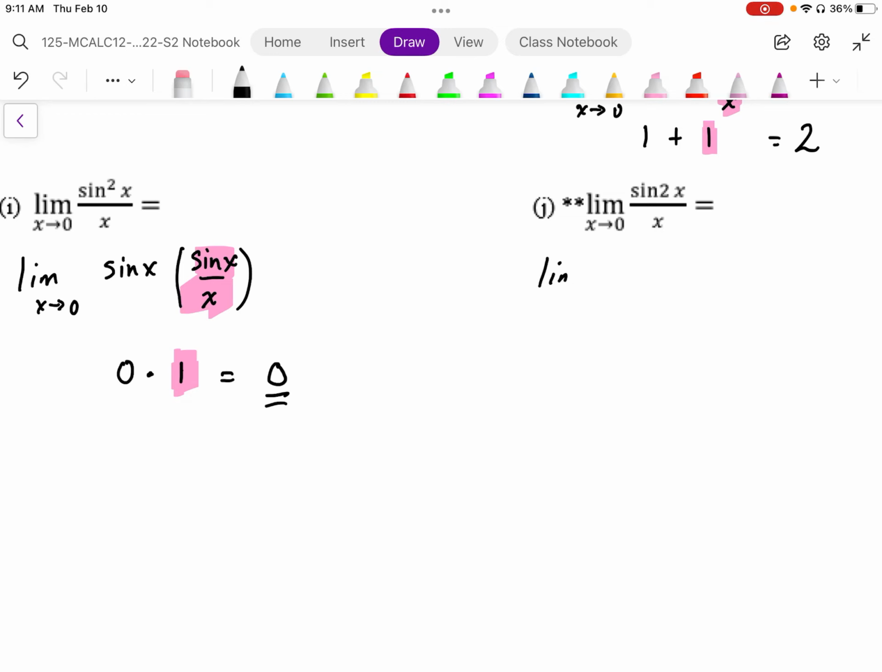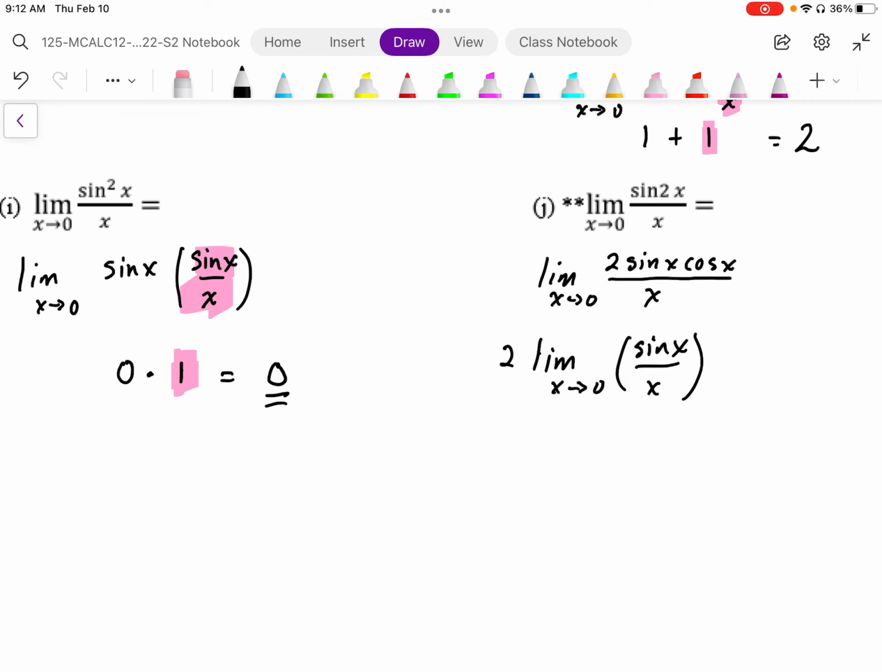So we're going to use our double angle identity, and convert sine 2x into 2 sine x cos x over x. When we do this, our limit laws let us take out that coefficient, and they allow us to deal with sine x over x separately from cos x. We can apply the limits independently. We've already established what that is. We know that that's going to be equal to 2 times 1 when the limit as x goes to 0.